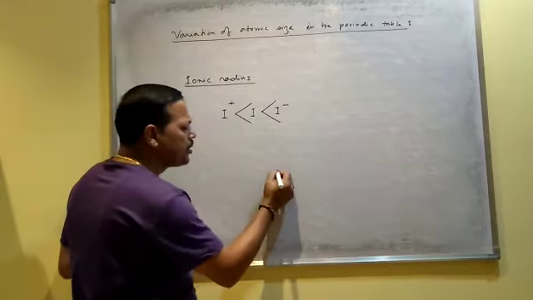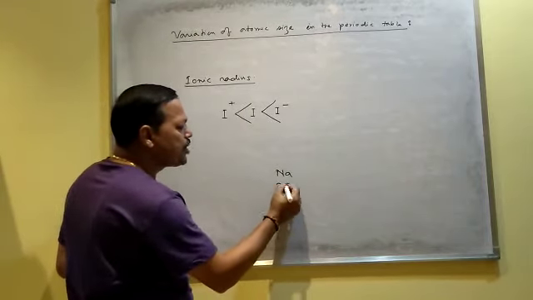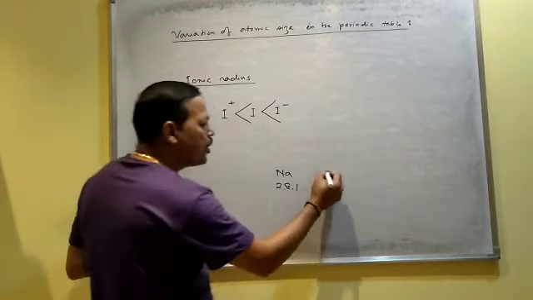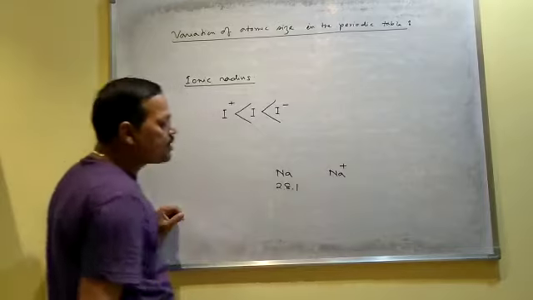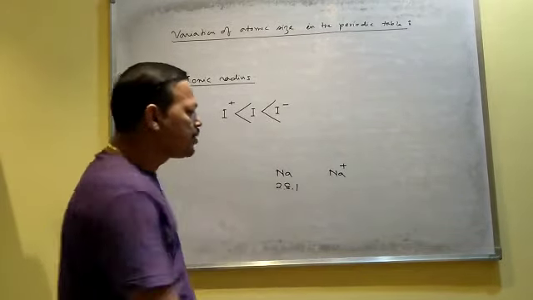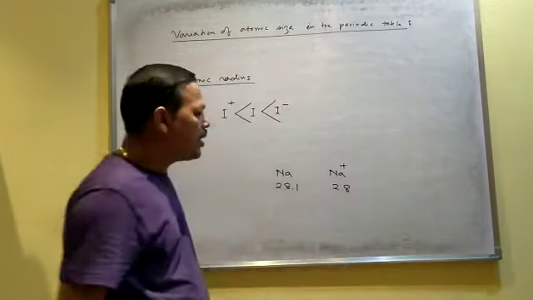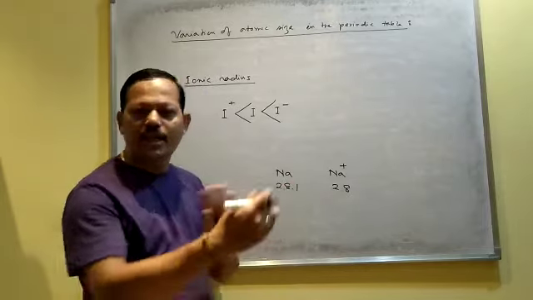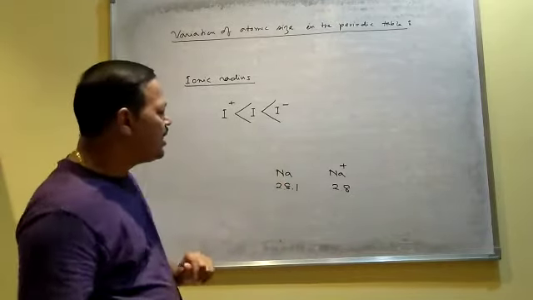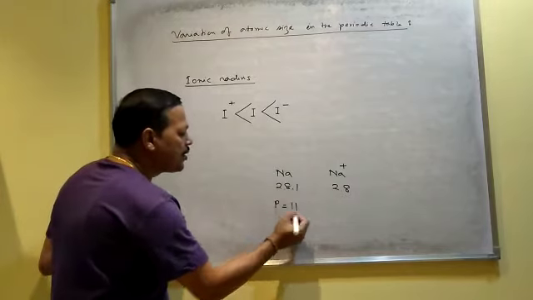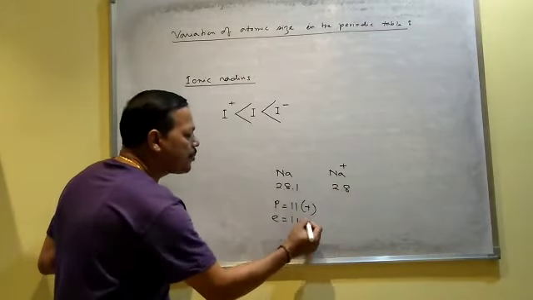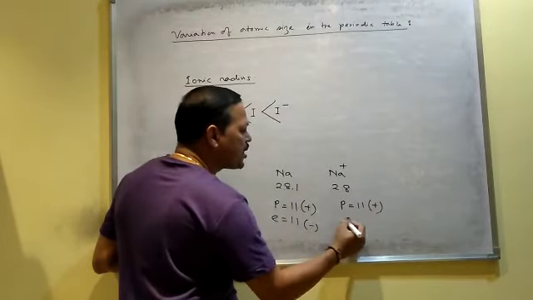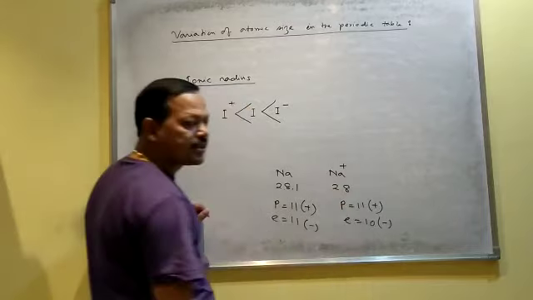For example, sodium. Sodium electronic configuration is 2, 8, 1. How many shells? 1, 2, 3. It contains 3 shells. But when you consider sodium ion Na plus, it releases 1 electron, then the configuration becomes 2, 8. How many shells? 2 shells. So as the number of electrons decreases, shell number also decreases. Secondly, here number of protons is 11, number of electrons also 11, I mean 11 plus, 11 minus. But here proton number is 11 plus, but electron number is 10 because 1 electron is released.